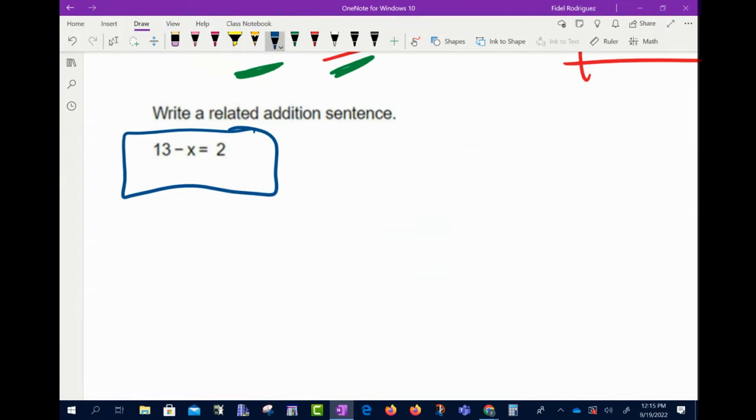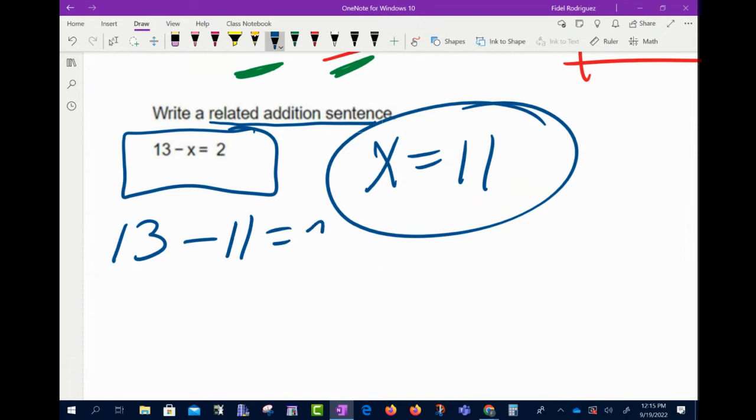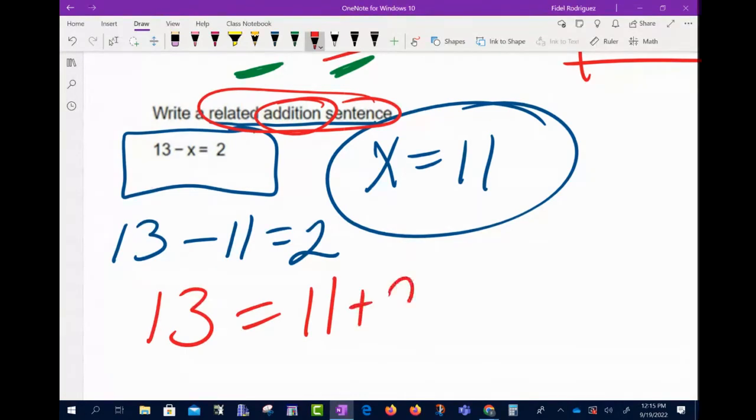We'd have to take away 11, right? So the answer we would come up with would be 11. We know we're going to take away 11. Now, what it's asking me to do here, y'all, is write a related addition sentence. So we know that if we took 13 and we took away 11, we'd be equal to 2, right? So if now we want to rewrite this as an addition problem, couldn't we say something like 13 equals 11 plus 2, right? And that would be the idea of addition.